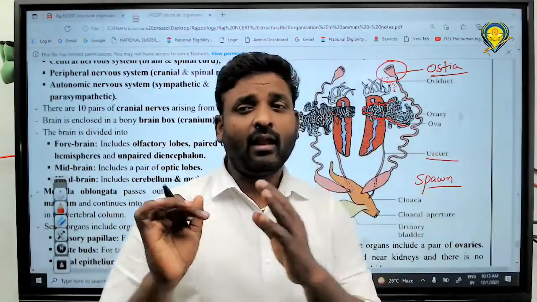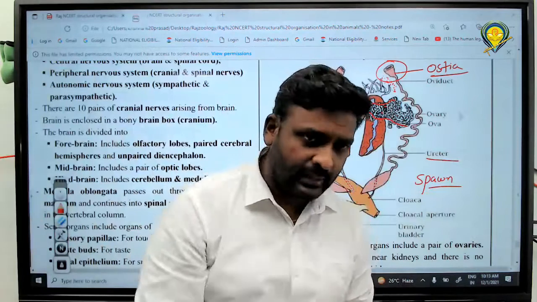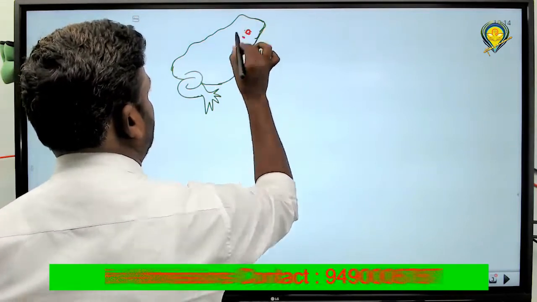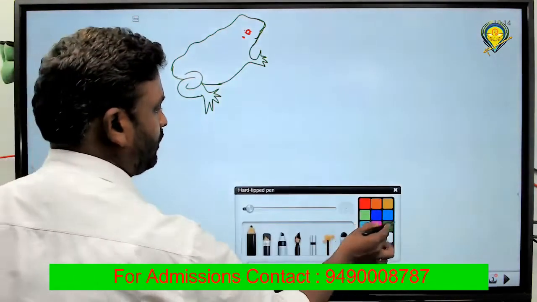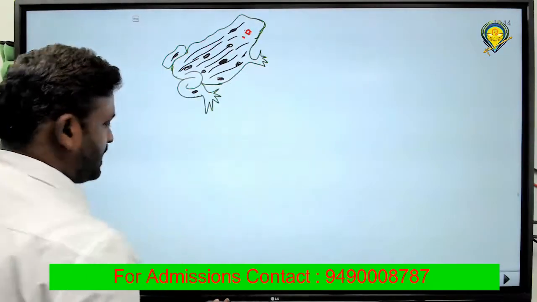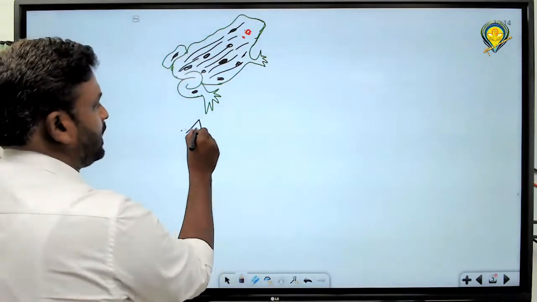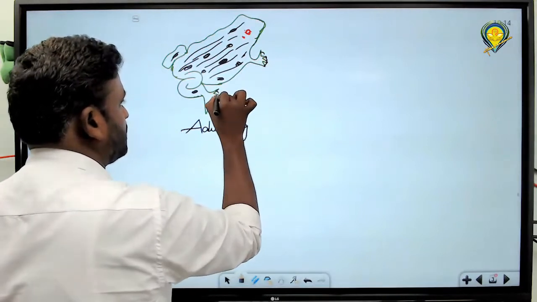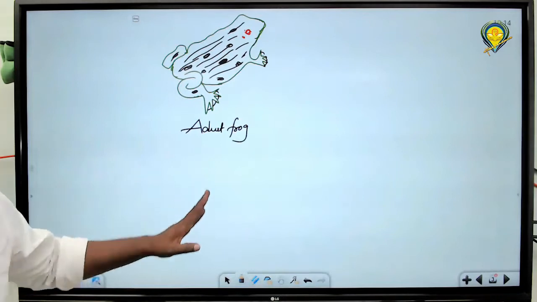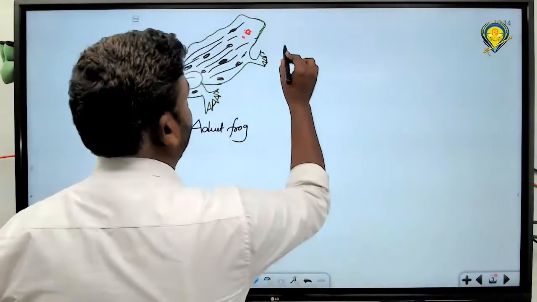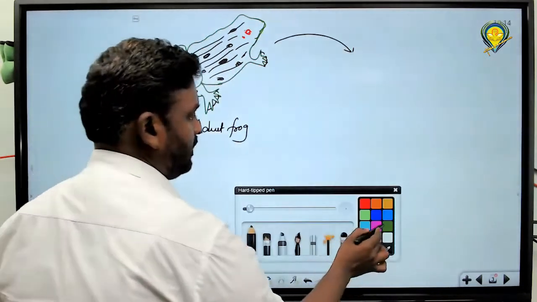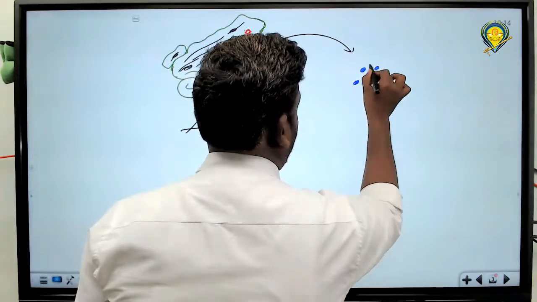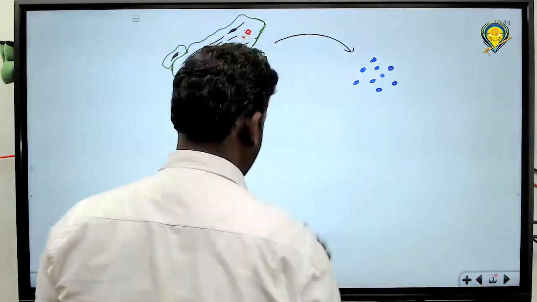I will show you that life history. I will show you, and later I will explain the interaction with mankind. Just imagine this: what? Adult frog. What is it? Adult frog. And definitely it releases eggs and sperms, and there is a chance of fission.